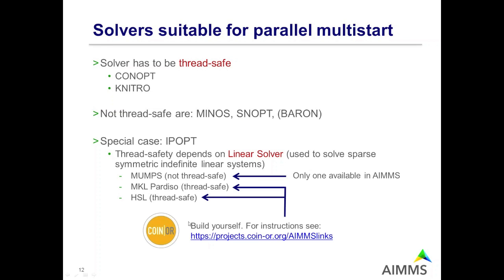Namely, you have to get these libraries or build them yourself, and then you have to build the IPOPT link also yourself, because that IPOPT link then has to use these solvers. It's doable, and instructions can be found on COIN-OR, on the AIMMS links project in COIN-OR.